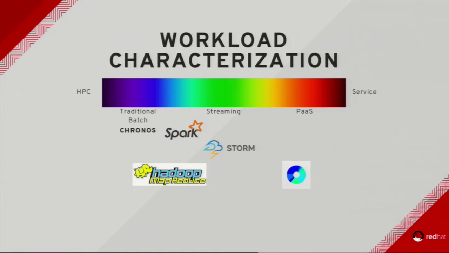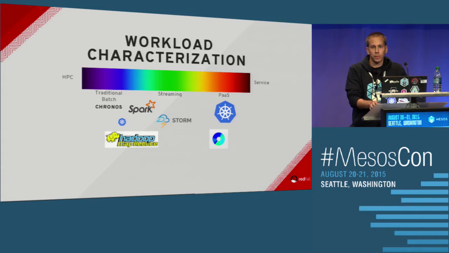Then you have things like Marathon, which have some of the facilities of PaaS, but not all of the facilities of PaaS. Then you have Kubernetes. Kubernetes fits in sort of as an engine for a PaaS, and also has this mini batch area over to the left. So you can do very simple one-off jobs as well.